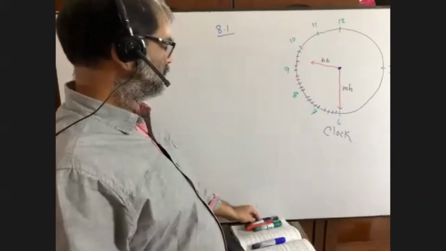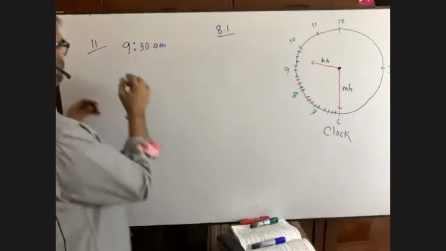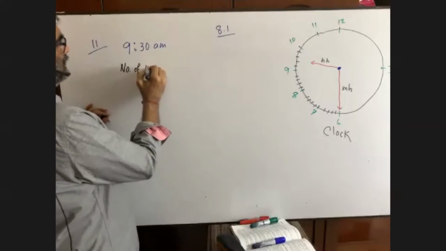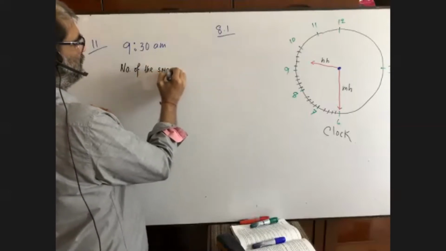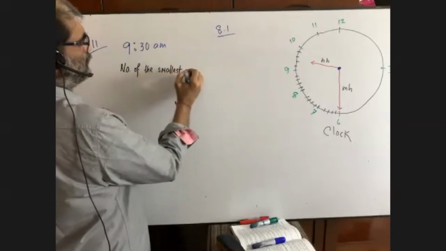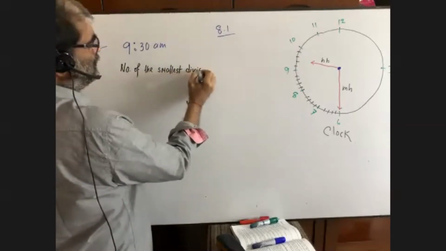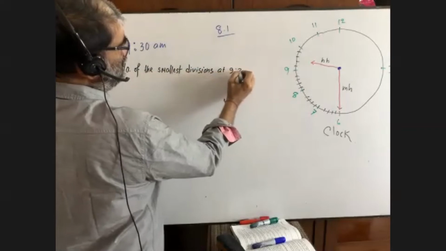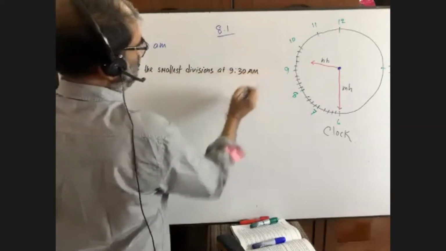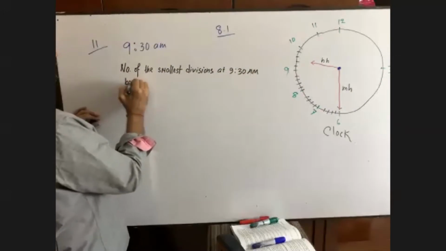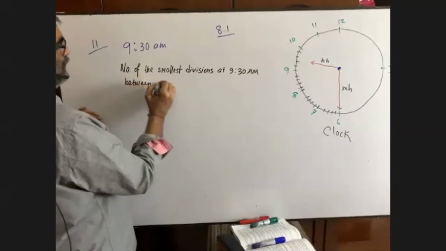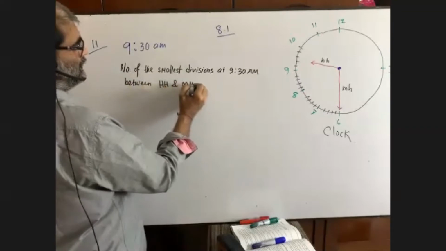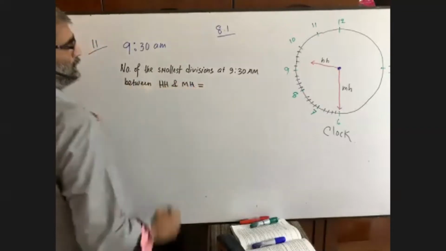Okay, write down the number of the smallest divisions at 9:30 a.m. between hour hand and minute hand is equal to, who can tell me?